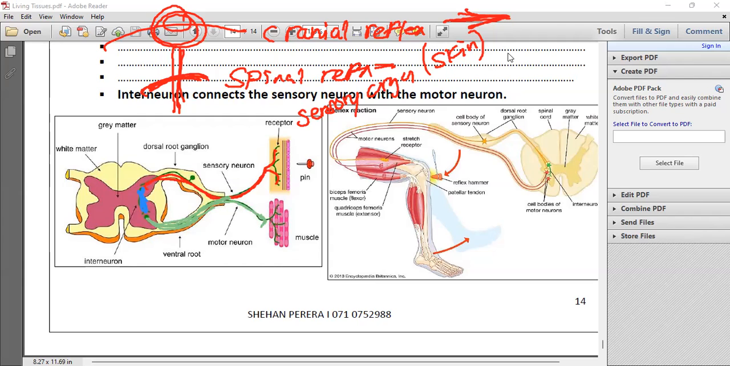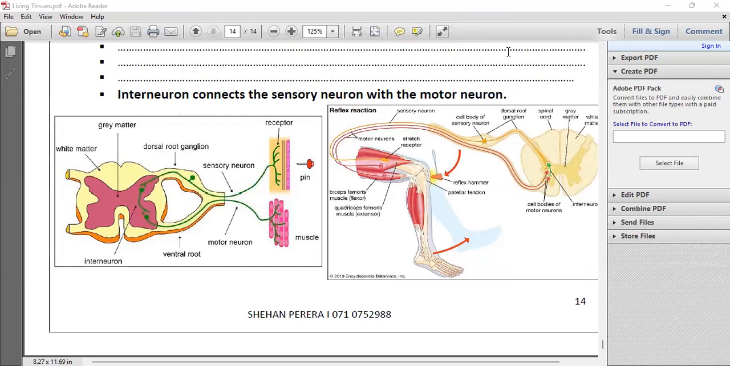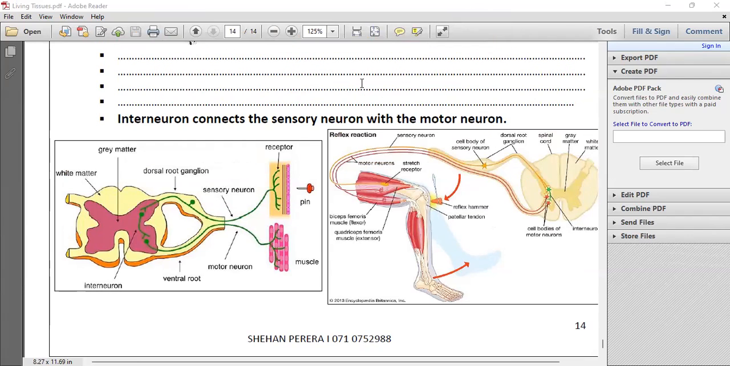Reflex action minimally involves 3 neurons. A reflex action minimally involves 3 neurons: sensory neuron, interneuron, motor neuron.